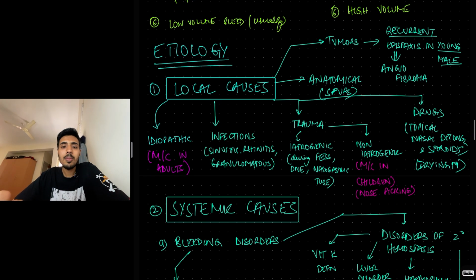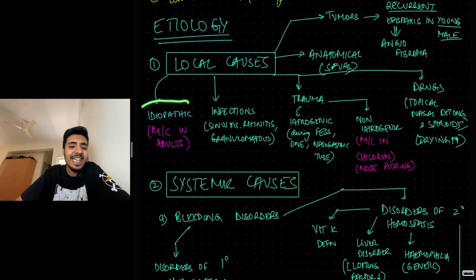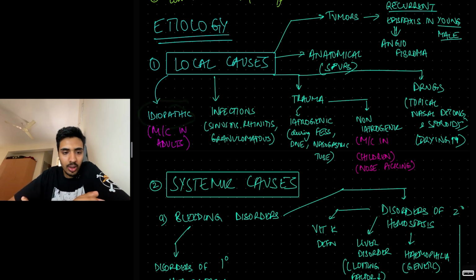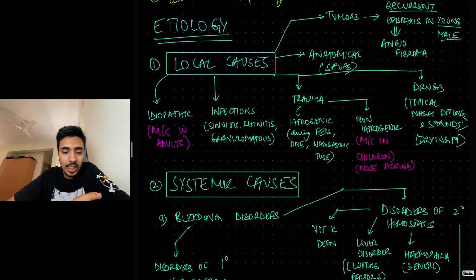So now let's come to the etiology of epistaxis. You can have local causes of epistaxis, and you can have systemic causes. First we have local causes. Idiopathic, we don't know the cause. That is actually the most common cause of epistaxis in adults. Then you can have certain infections like sinusitis, rhinitis, some granulomatous infections in the nose, etc.